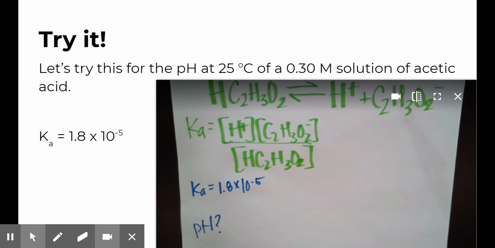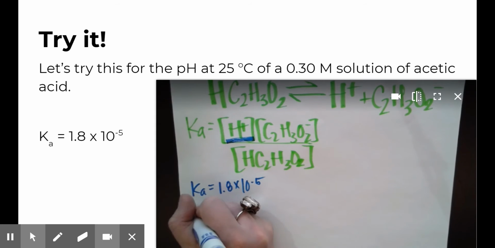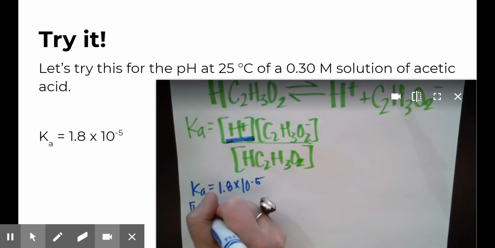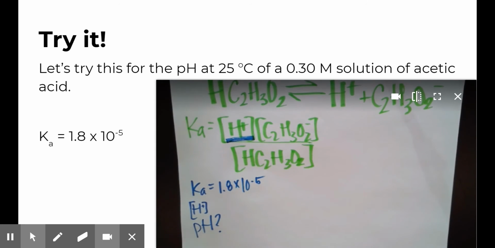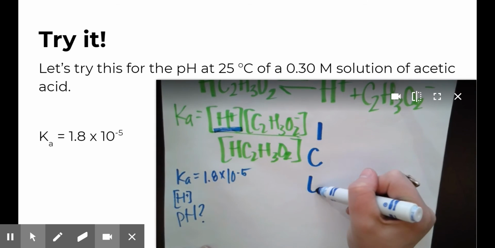What's the thing that gets us pH? The one thing we need? Well, it's hydrogen ion concentration, right? So we need to somehow get from Ka to hydrogen ion concentration and then to pH. Probably the only way we're going to be able to do this is using an ICE table. So I'll put my ICE table up here.